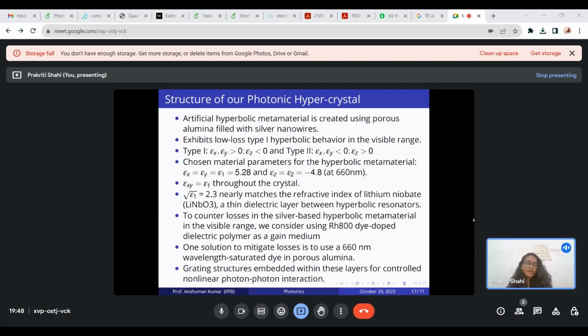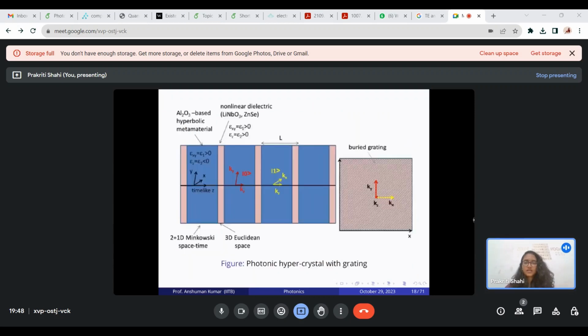Additional to the dielectric medium, the dye, and the hyperbolic metamaterial, we also have grating structures which are embedded within these hyperbolic resonators for controlled nonlinear photon-photon interaction. Let us now look at a figure to understand everything that we have discussed.